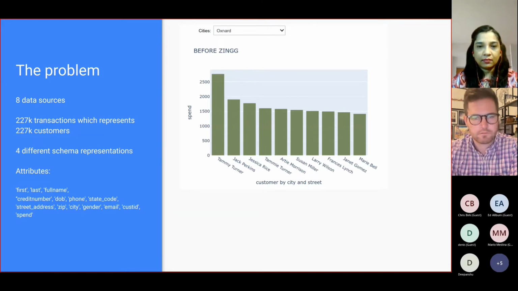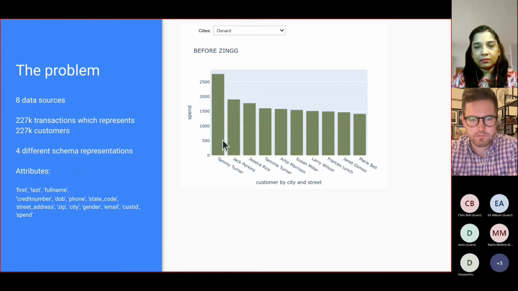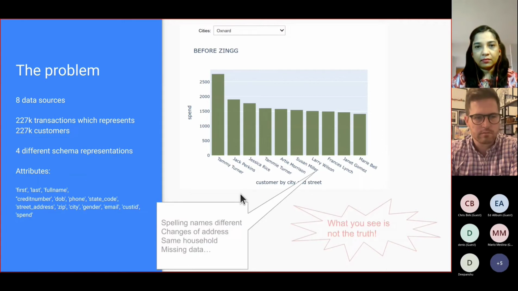And what you're looking at the moment here is before Zingg. It's the perspective from the data. You take all the names you have and you put them in this bar graph by spend, summing all the transactions. For instance, if you follow my mouse here, Tammy Turner spent something like more than 2.5K. You see here Jack Perkins, Jessica Rice, oh, wait a minute, another Tammy Turner in the same town, which is Oxnard. Well, there's some chance that this is the same Tammy Turner. And you see here, there is probably a spelling mistake.